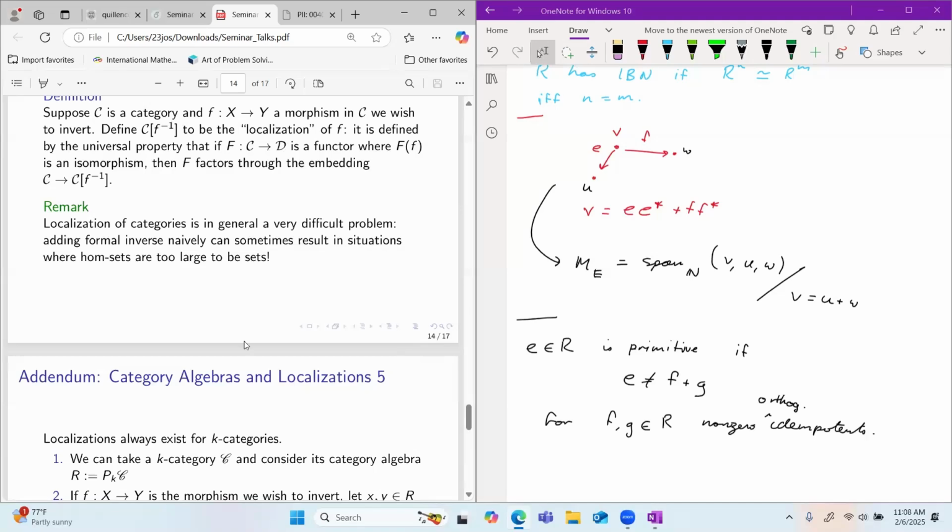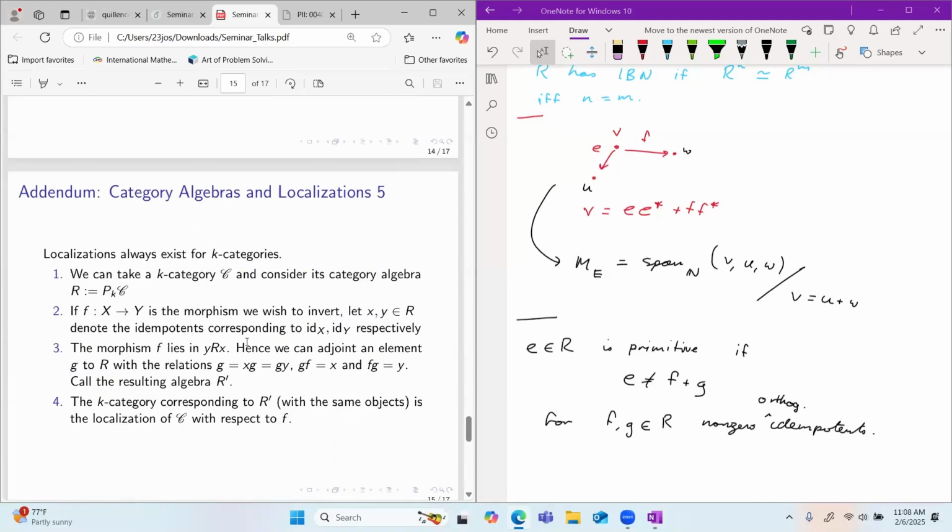But in this case, when you have the setup we had earlier, where you have K categories with a set of objects and a single morphism you want to invert, it's always possible. And we're going to show you how to do it here.